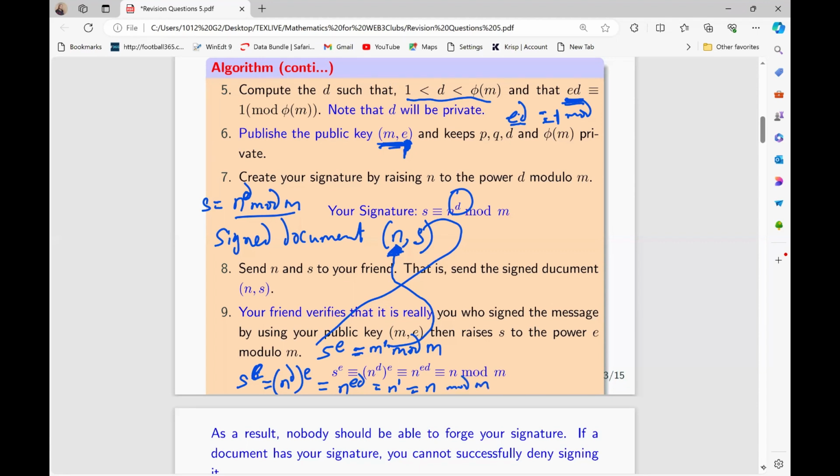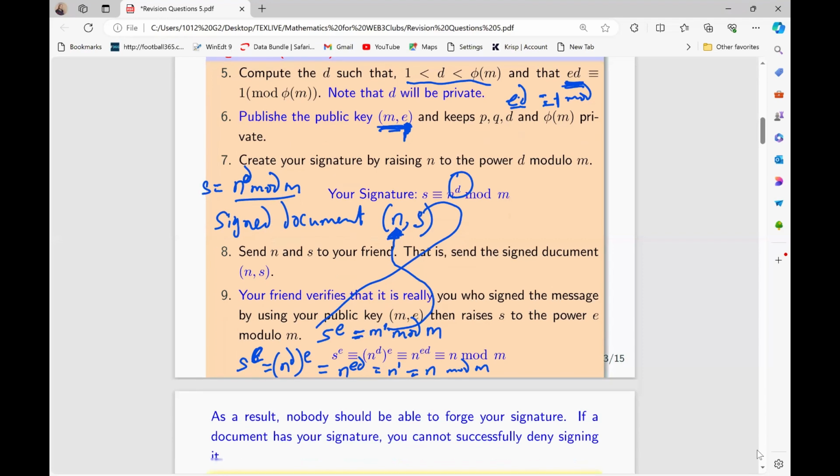So this is how I show that they are the same, but in terms of calculation, that's not what you'll be doing. What you'll just be doing is taking the signature, raising it to E, reducing it mod M, and then seeing whether that is the same N that you were sent. I just want to look at a few examples to make the point clear.